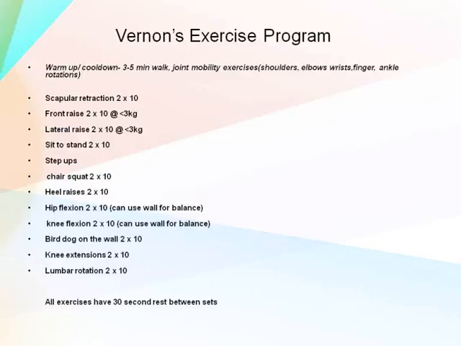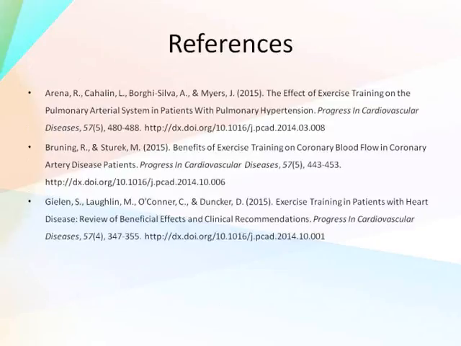It was also found to reduce pulmonary blood pressure, thanks to Grünig, Laughlin, O'Connor, and Dunker's findings in 2015. Brunning and Stewart 2015 can also add to the list of benefits of exercise, as their study showed exercise training increases myocardial oxygen demand and augments coronary blood flow.